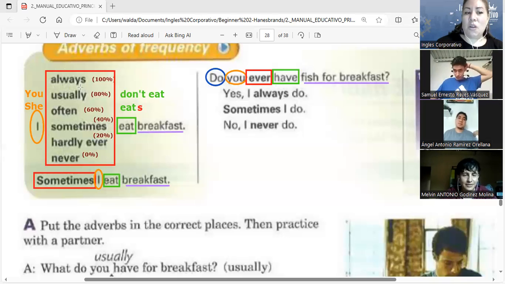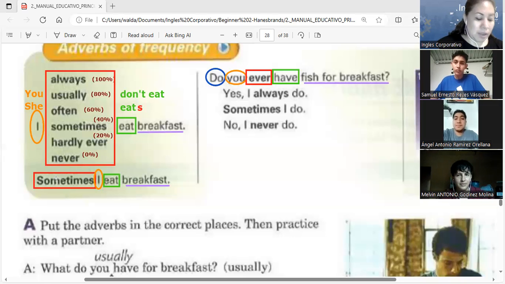Okay, so we're just reviewing this. The adverbs of frequency: always is 100%, usually is 80%, often is 60%, sometimes 40%, hardly ever 20%, and never is 0%. Now, we also talked about that we usually put the adverb of frequency after the subject, like you, she, I, we, they, he, etc. The only exception is the word sometimes. Sometimes is possible to put at the beginning. And then for questions, we always start with the auxiliary do, then the subject, then the word ever, and then the verb and complement if necessary.